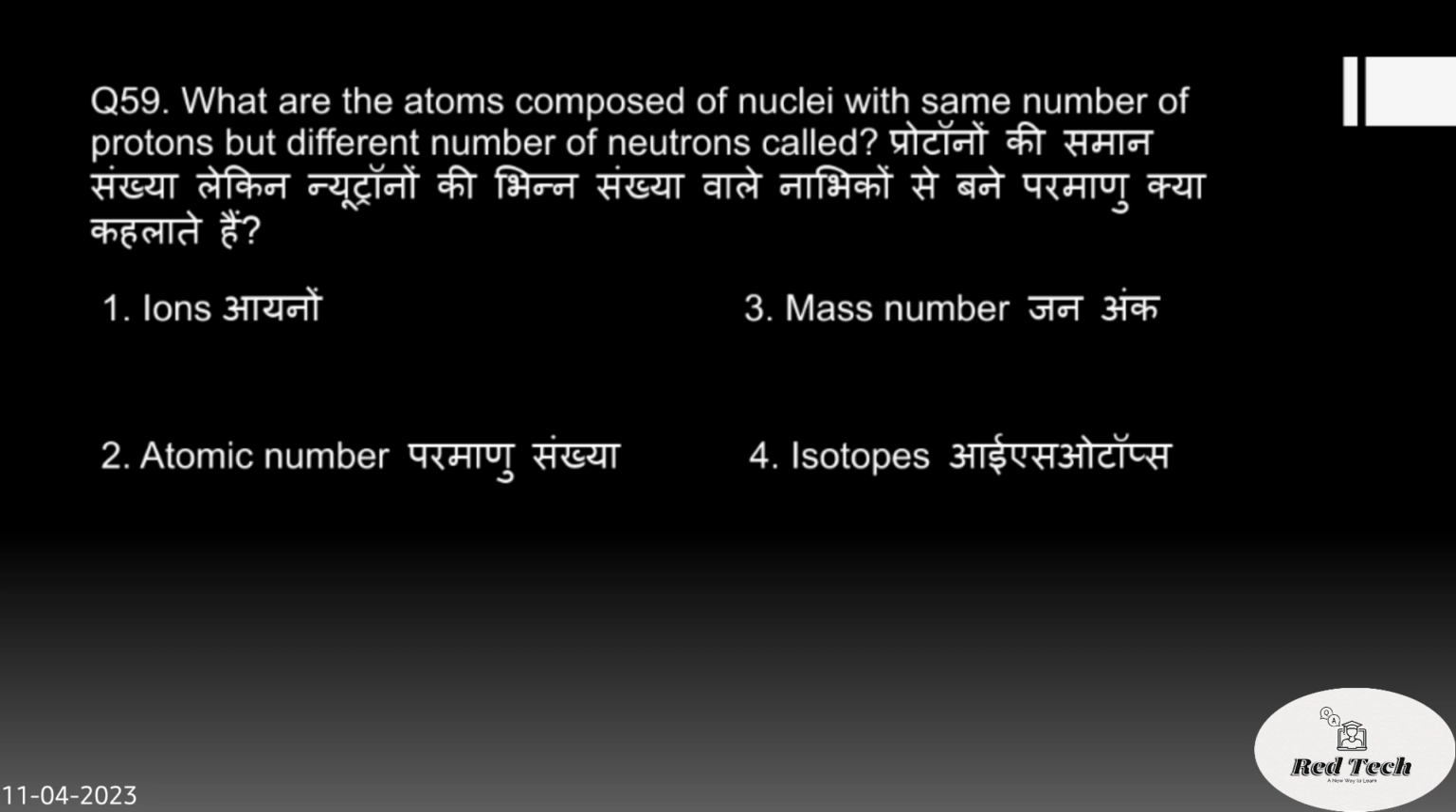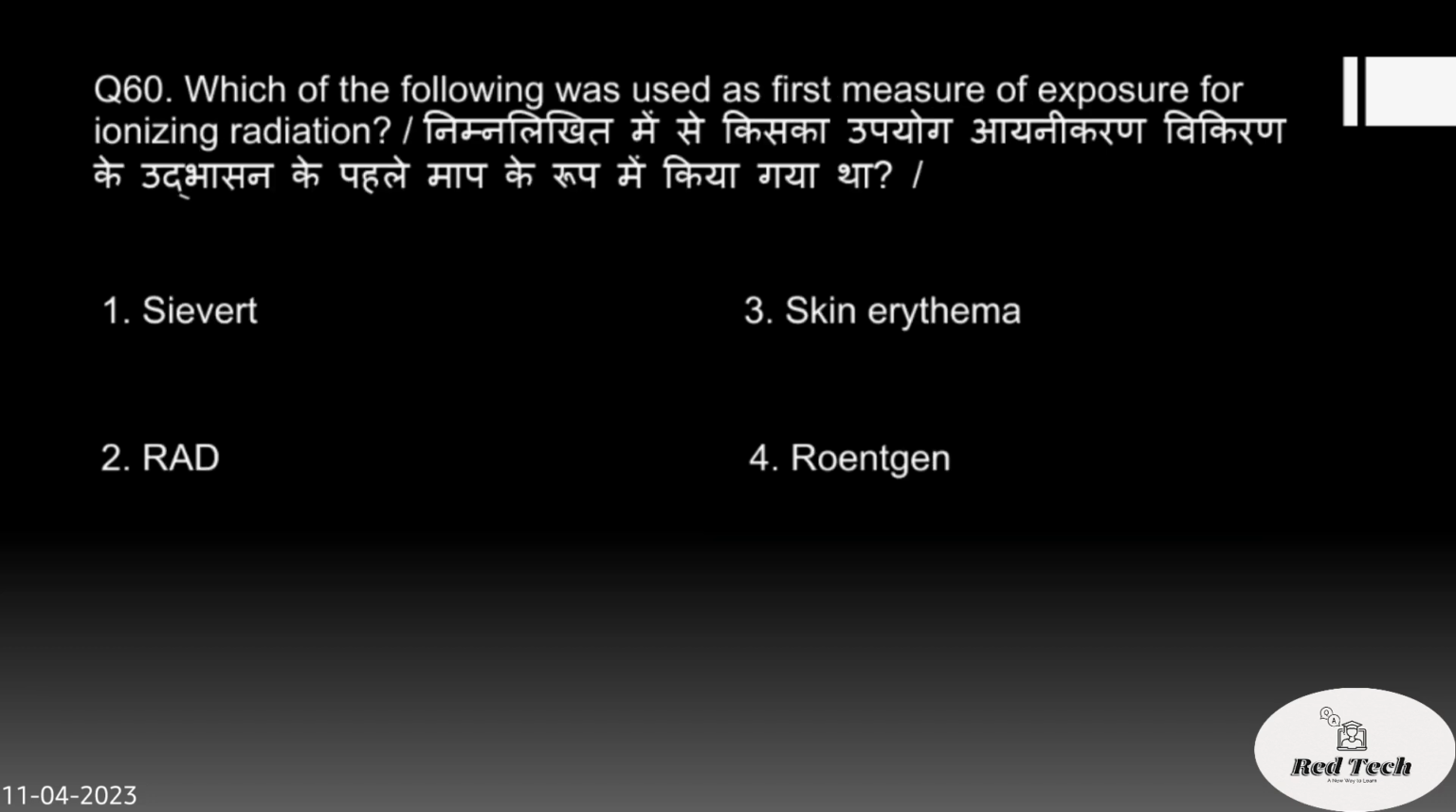Same number of protons means the same number of electrons and the same atomic number, but a different mass number. The options are option 1 ions, option 2 atomic number, option 3 mass number, and option 4 isotopes. So the right answer is option number 4, isotopes. Isotopes have the same number of protons but a different number of neutrons.